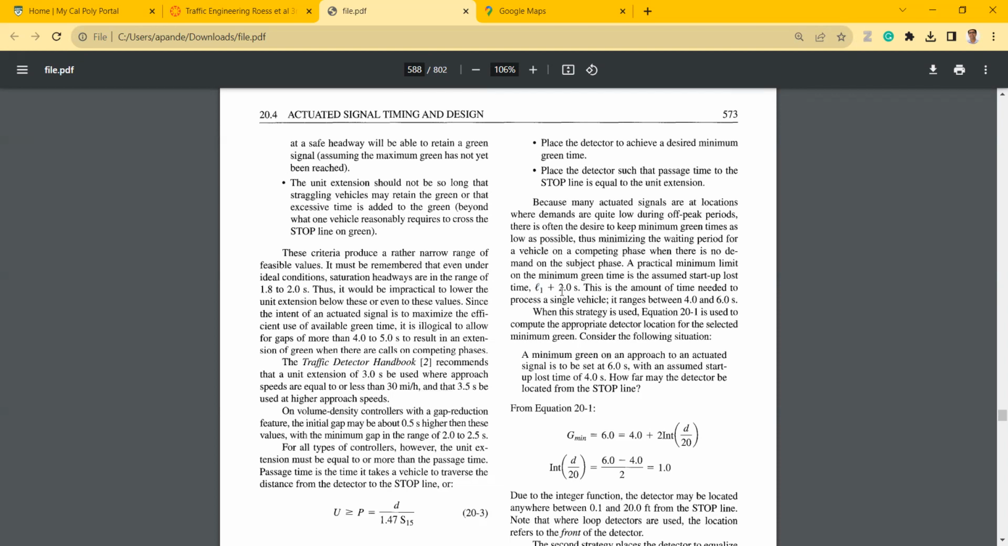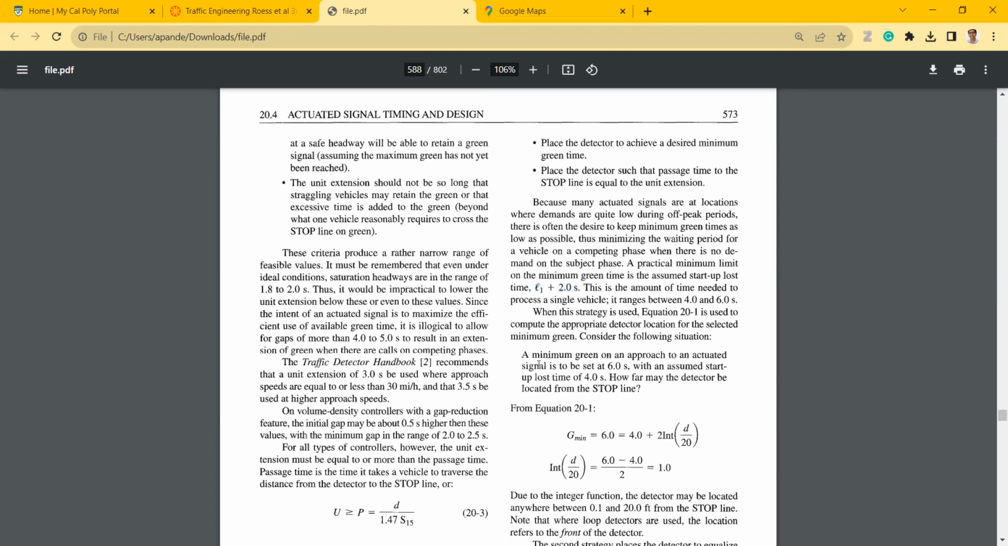So if you're using the strategy of L1 plus 2 seconds, that's a reasonable strategy to provide how much minimum green time you want. I mean, where you want to place your detector. If this is the minimum, a good strategy is to figure out what's the minimum green time I want to provide, and then make sure that you figure out the D based off of that. So L1 plus 2 seconds.